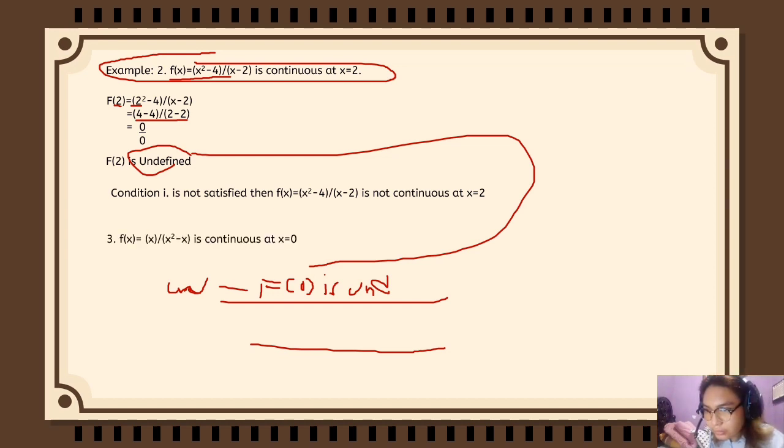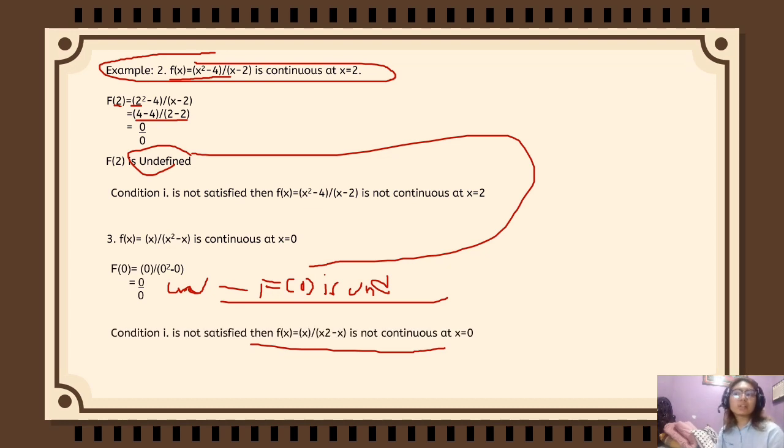Therefore, dito tayo sa pangalawa. F of x equal to x all over x squared minus x is continuous at x equal 0. Therefore, substitute natin. So, magiging undefined din siya. So, f of 0 is undefined. Okay, undefined din siya. So, therefore, the condition 1 is not satisfied, then f of x is equal to x all over x squared minus x is not continuous at x equal 0.